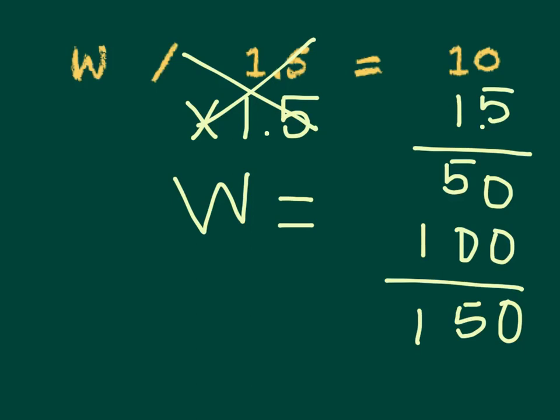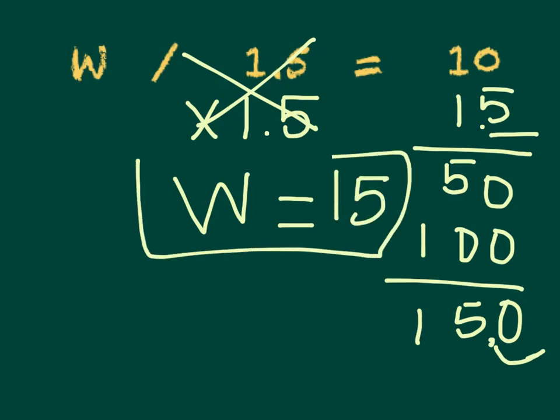So if I do that, I'm going to get 150. Again, I have one decimal place, so my decimal here is going to move over 1. So I'm going to have 15 as my answer here.